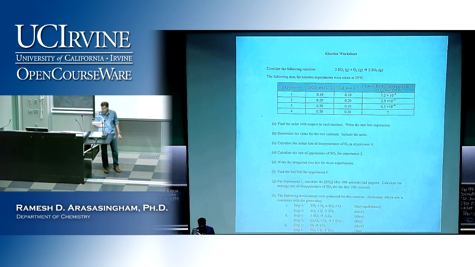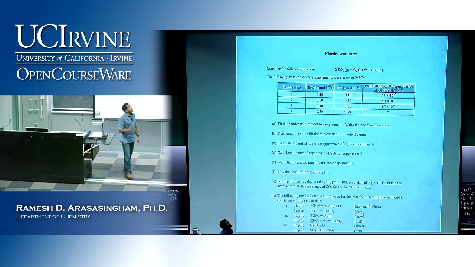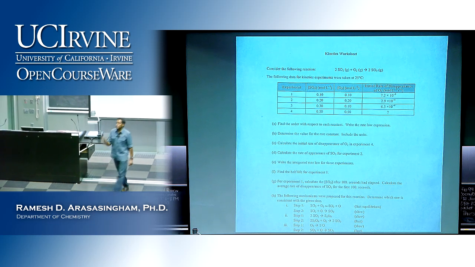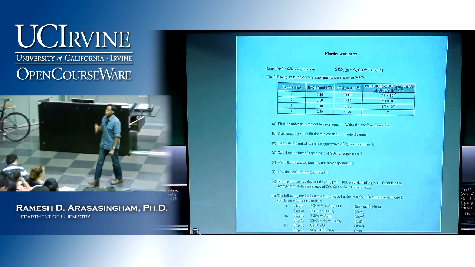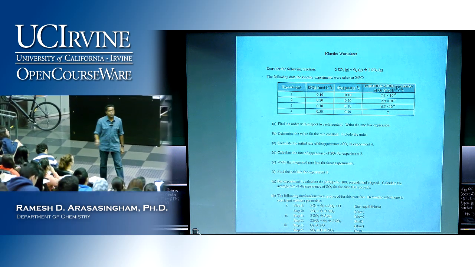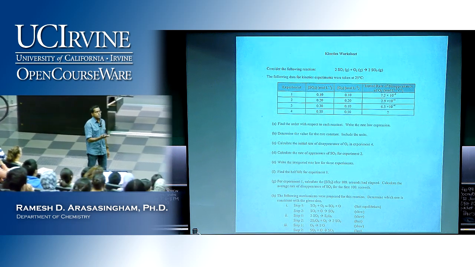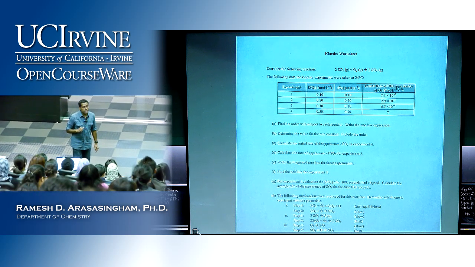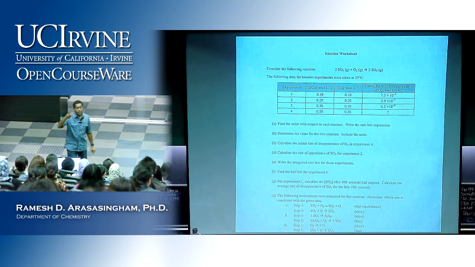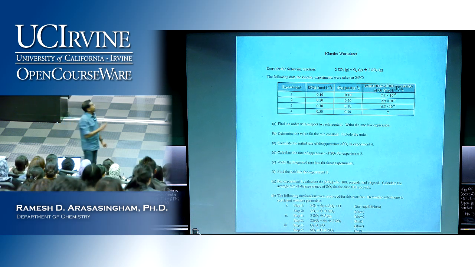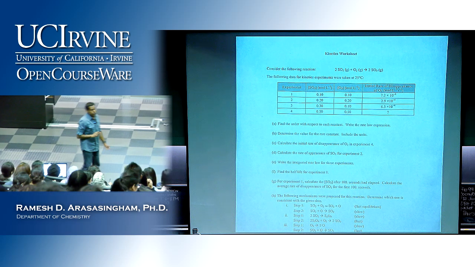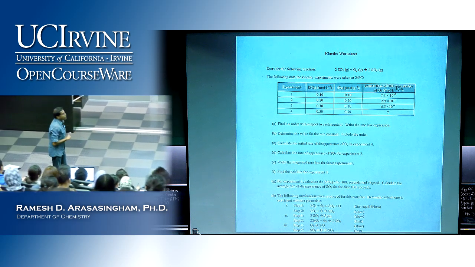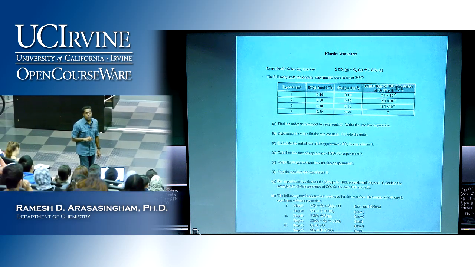Now, the following data for the kinetics experiment were taken at 25 degrees Celsius. Can you see what kind of measurements we are making here? Are we using the integrated rate law, or are we using rates versus concentration? Can everybody see rates versus concentration? That means you have to take two equations, write the rate law, divide one equation by the other, and then figure out the order with respect to each one. So the first step is to find the order with respect to each reactant.